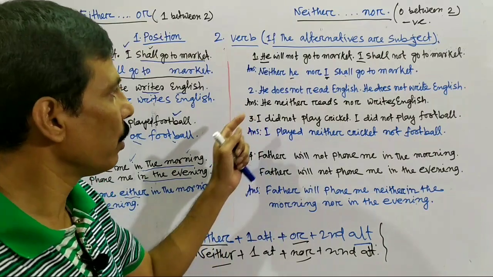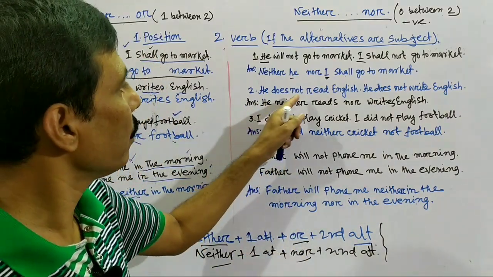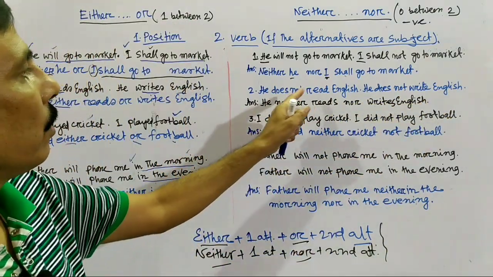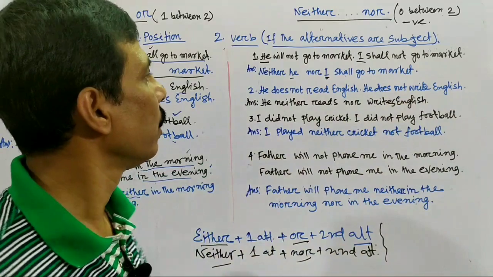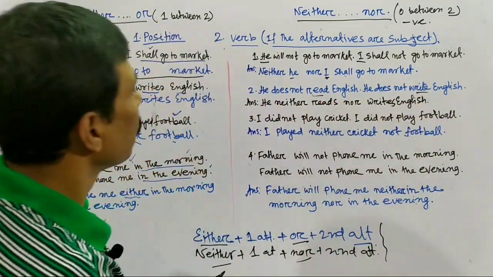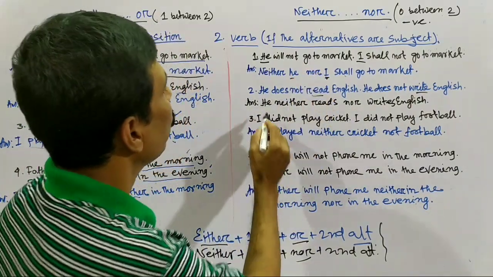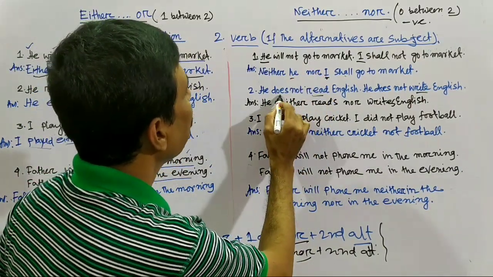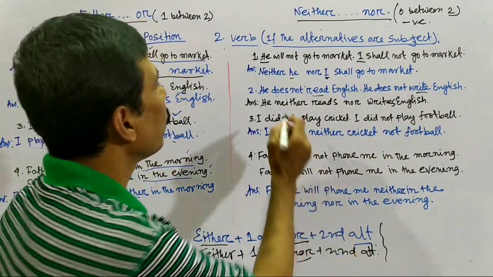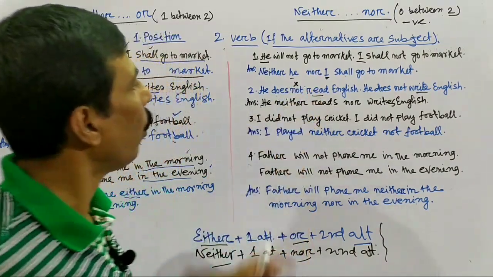Second example. Notice here, it is very important in respect of the verb. He does not read English, he does not write English. So here read and write are the alternatives. So I put here neither. Here you should remember neither nor expresses a negative sense, so there will be no need of not; not will be omitted.